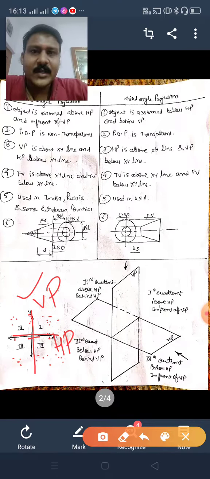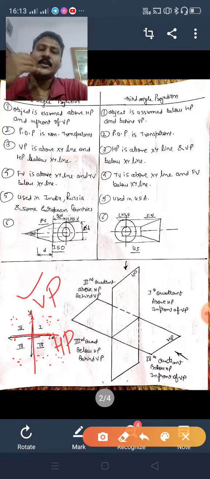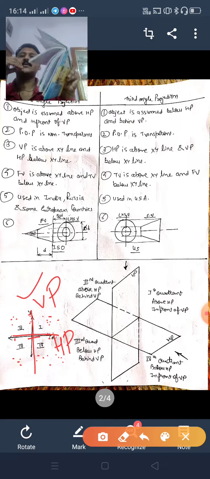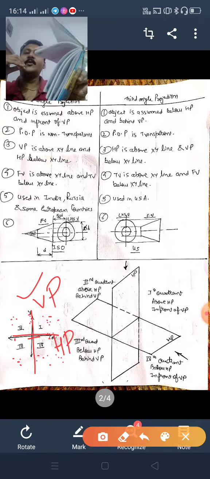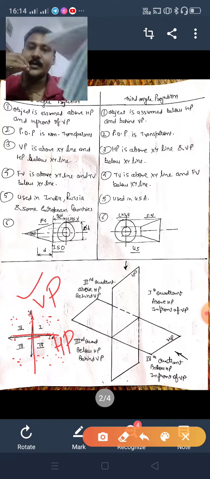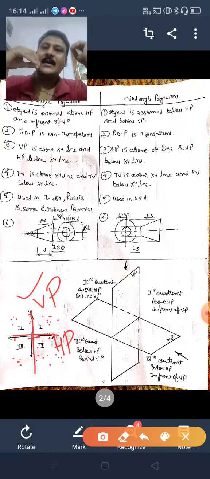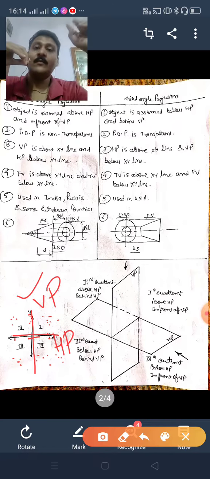Now, what is the rotation policy or rotation protocol, which I have already mentioned: we have to rotate the horizontal plane 90 degrees in the clockwise direction. This object is a 3D figure, but we cannot show it in 2D like this, because in 2D we have to show the whole figure in one plane only. So how can we show it in one plane? By rotating the HP clockwise 90 degrees. So this is the rotation protocol.